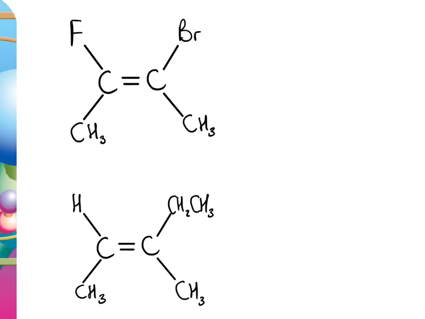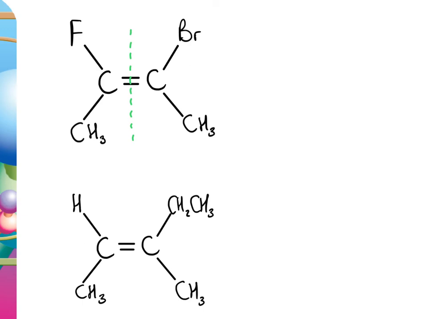Okay, so we're going to look at these two molecules and we're going to determine whether they are E or Z isomers. So I'm going to just draw a dotted line down the middle. Okay, so what I'm going to do is I'm going to focus on the left-hand carbon first, and then I'm going to focus on the right-hand carbon.